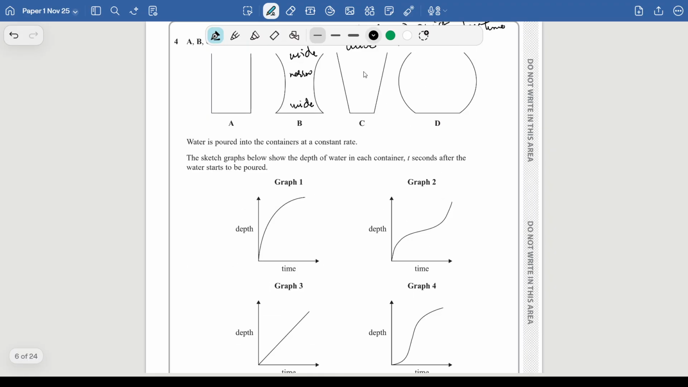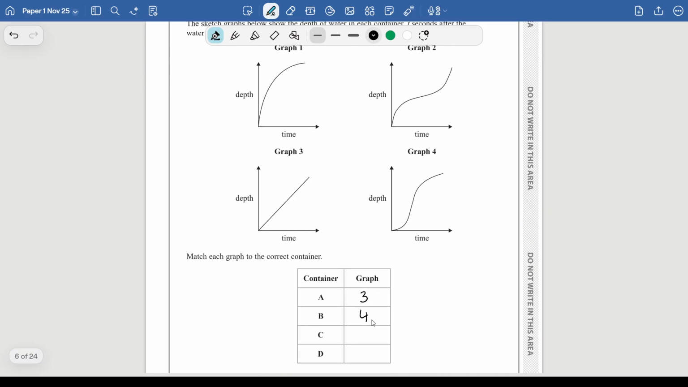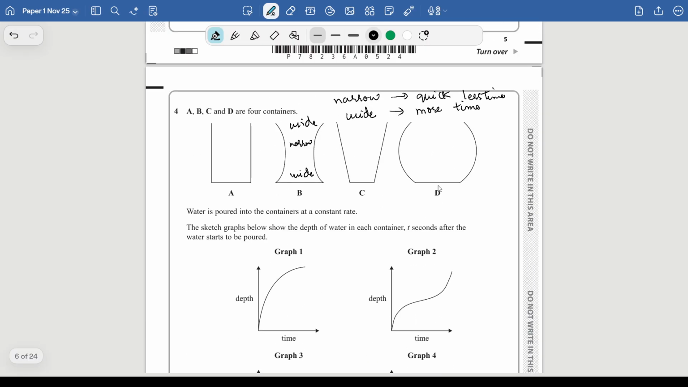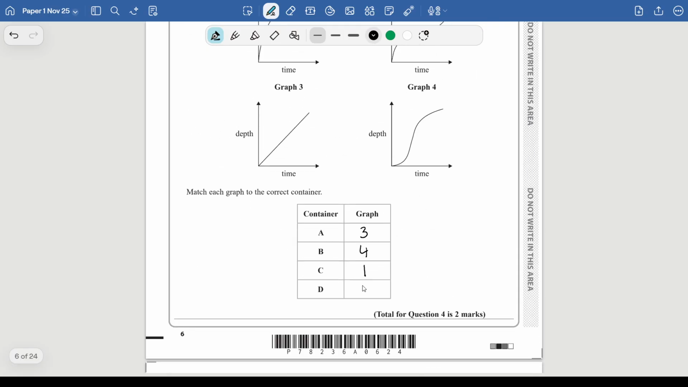The next container is C, where we see the bottom is narrow and then it widens up. So in the beginning it will take less time and then it goes up. So less time, and then it keeps increasing. This is kind of like an exponential increase, so I will say it's graph 1. And then the last container D, we are left with only graph 2 here, so we can just say it's this graph.